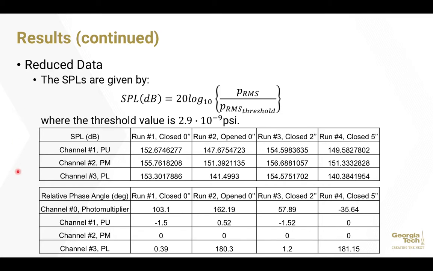The sound pressure levels are above 130 decibels, so those are considered to be in the range of the threshold of pain. Also, we obtained the relative phase of the pressure and the radiation signal by calculating the difference between each signal and the signal from the middle pressure transducer.